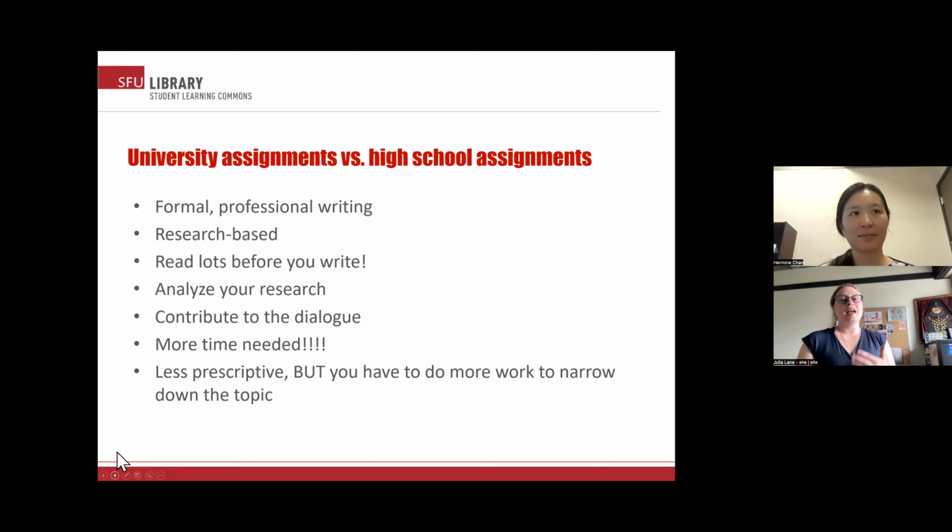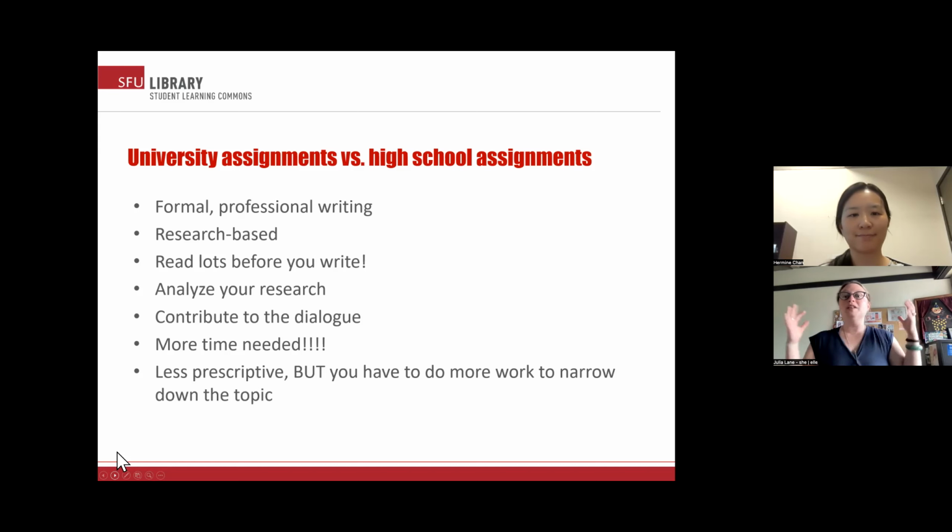And the reason that you're being asked in your university assignments to do all of that analysis and all of that research is that you're actually stepping into a position where you are contributing to the scholarly conversation that's happening. So the research is the part where you're listening to what is already being said, and your writing is your opportunity to say, here's what I want to add to this conversation. So that is the expectation of this kind of writing, that you are bringing something into it.